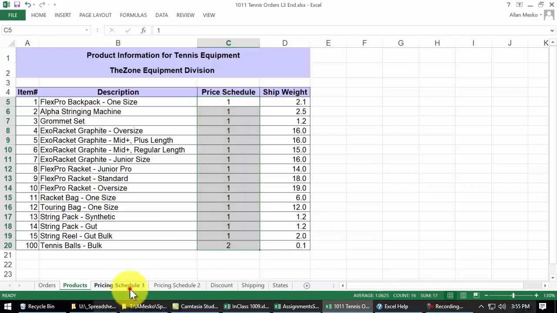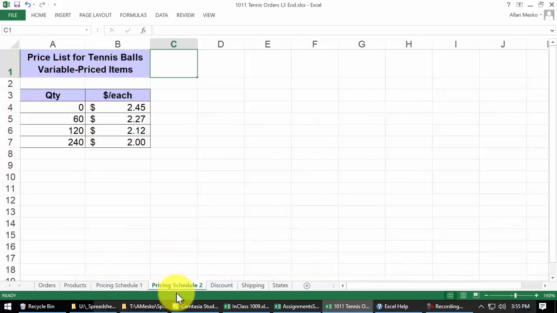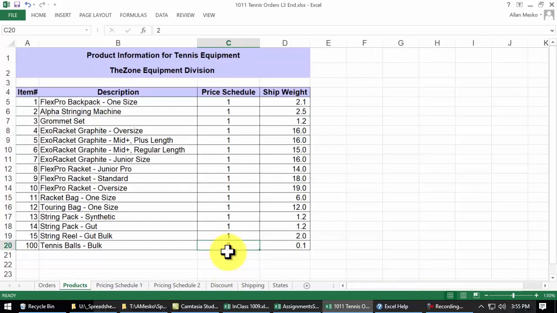Pricing Schedule 1 are fixed items, where you pay the same unit price regardless of how many you order. Pricing Schedule 2 are variable priced items. Right now, tennis balls is the only one that is in Schedule 2. Everything else is Schedule 1.